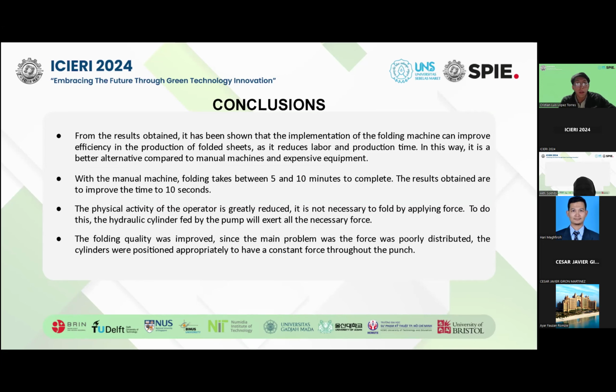In conclusion, our testing shows that this machine reduces both production time and physical effort. In comparison, manual folding can take 5 to 10 minutes, while our machine completes the same process in just 10 seconds. The hydraulic system also distributes force more evenly along the punch, improving the quality of each fold. This machine represents an efficient and economical alternative to expensive or manual folding methods.